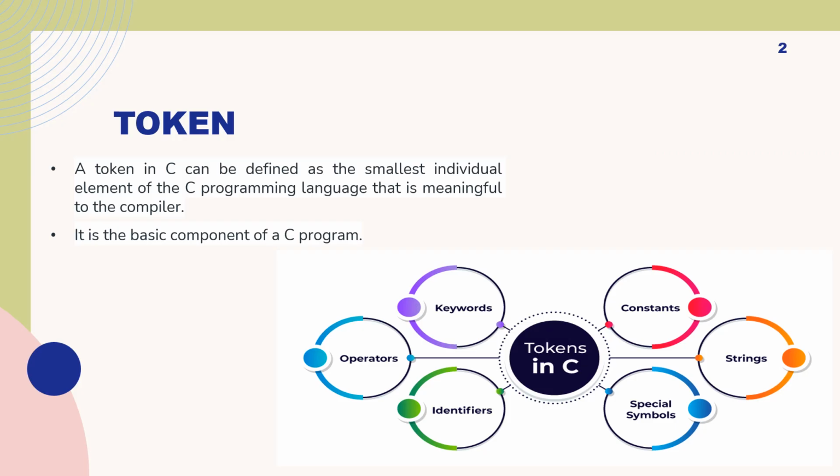So, what is a token? A token in C can be defined as the smallest individual element of the programming language that is meaningful to the compiler. It is a basic component of a C program, and under this roof of token, we have the different terminologies like keywords, operators, identifiers, constants, strings, and special symbols. We'll see one by one.